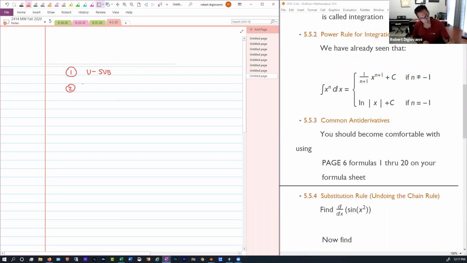The second method is called integration by parts, which I'm going to abbreviate. We'll start that next time. The third one is called trig integrals. The fourth one is called trig sub. The fifth one is partial fractions.